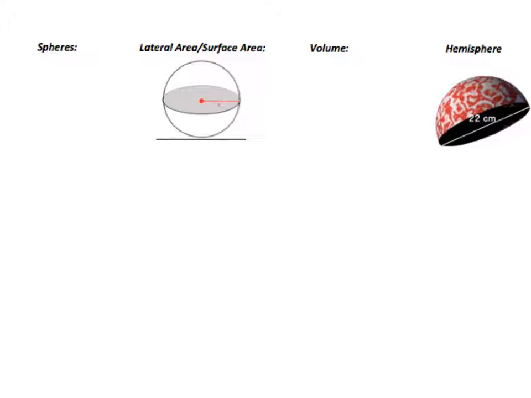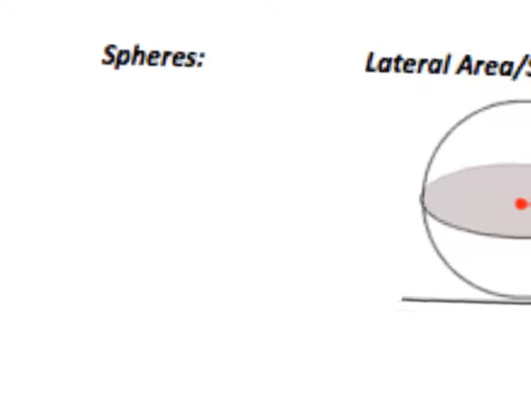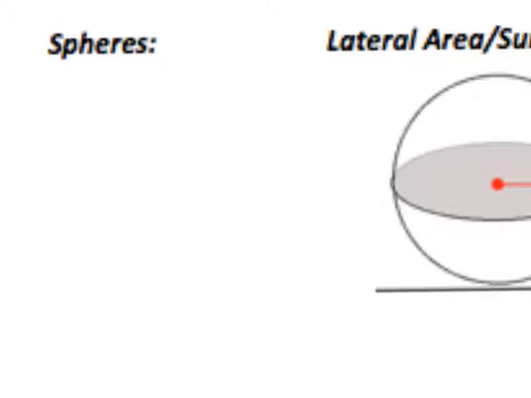So for a sphere, your lateral area and your surface area are exactly the same, because remember the difference between lateral area and surface area. Lateral area did not include the bases, while surface area did. Well, in a sphere, it doesn't have any bases. There are no flat objects. So for a sphere, your lateral area and surface area are the same.